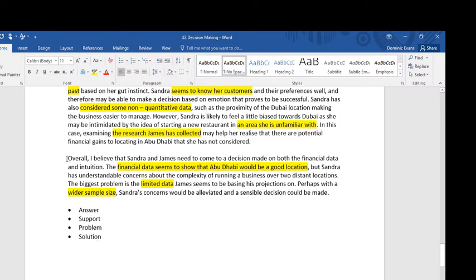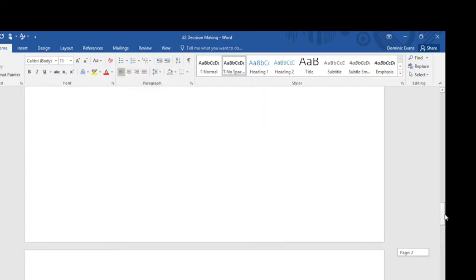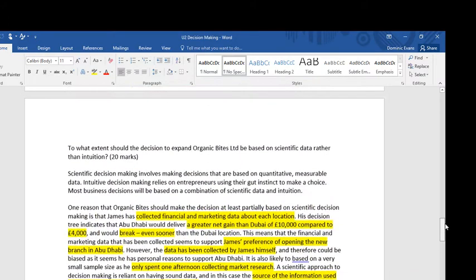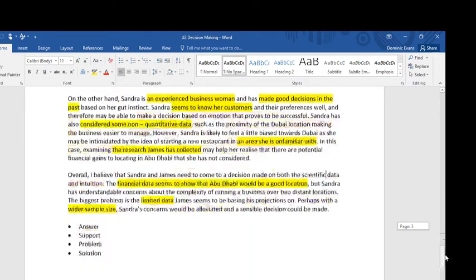So, overall, I believe that Sandra and James need to come to a decision made on both the financial data and intuition. So it should be clear, based on, I should make that properly scientific. So my conclusion is, Sandra and James need to come to a decision made on both the scientific data and intuition. I'm really clearly answering the question and saying it should be based on both.